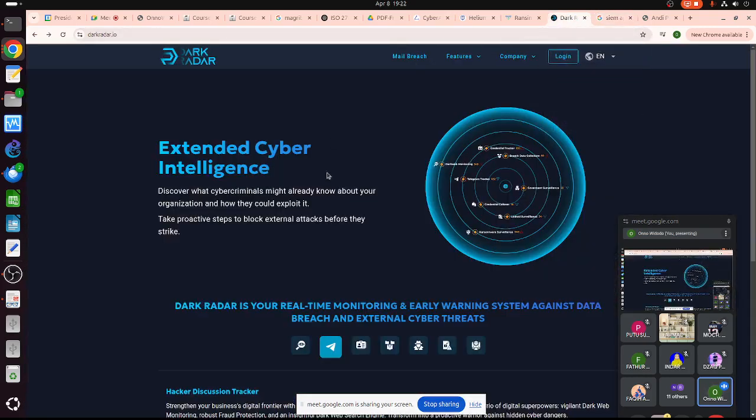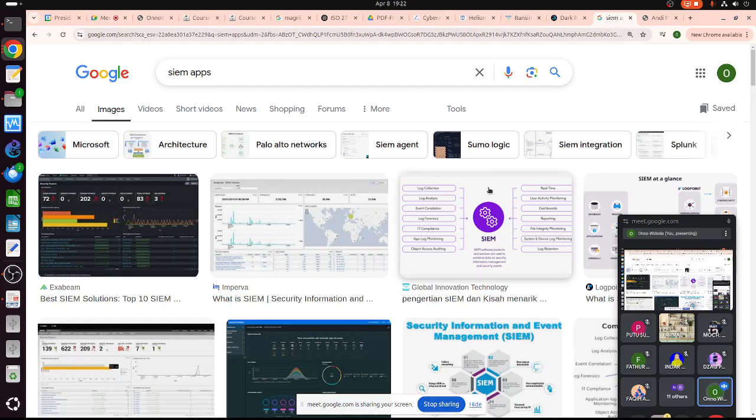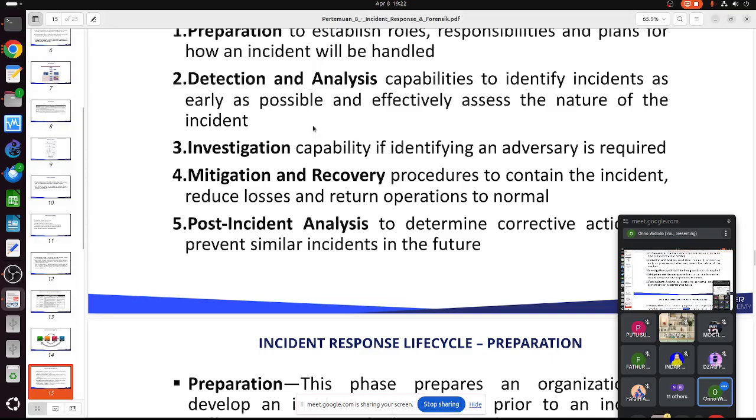And I can check over here in Dark Radar, we can see a lot of data leakage from government offices. But I forgot my password. I have to check later. Okay, that's SIEM.